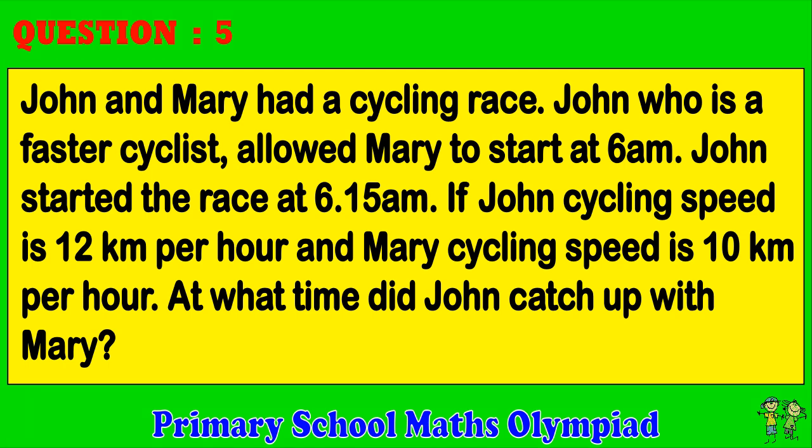Question 5. John and Mary had a cycling race. John, who is a faster cyclist, allowed Mary to start at 6 a.m. John started the race at 6:15 a.m. If John's cycling speed is 12 km per hour and Mary's cycling speed is 10 km per hour, at what time did John catch up with Mary?